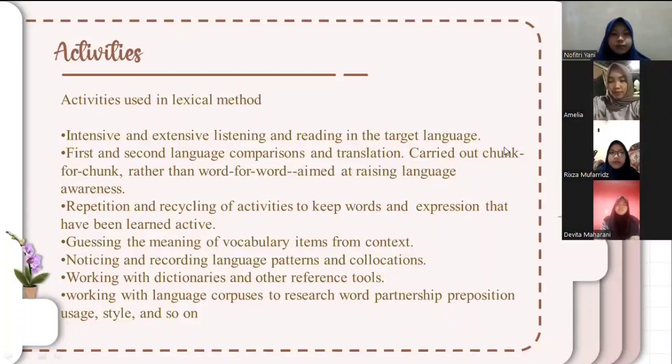And then the last activity is working with language corpus to research word partnership, preposition usage, style, and so on. That's all for me. I will give back to moderator.